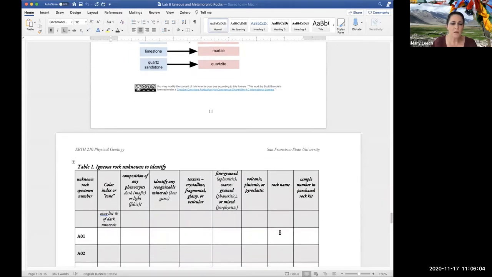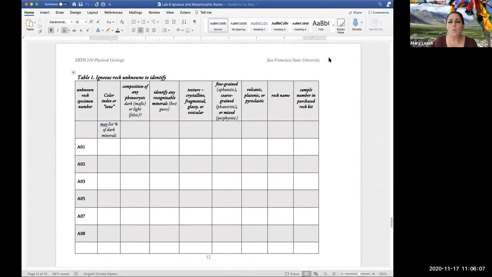Okay, I'll stop there. Oh, maybe I'll just point out a couple last things. Color index. I wasn't looking for color. I was looking for the color index here. That means I wanted a percentage of the dark minerals. That's what technically color index means. So you could have just listed like 50% for the diorite or gabbro, or 10% for what was in there, a rhyolite or something.